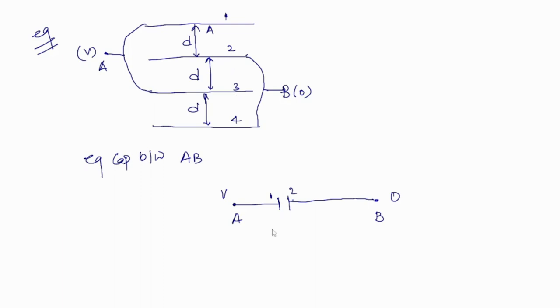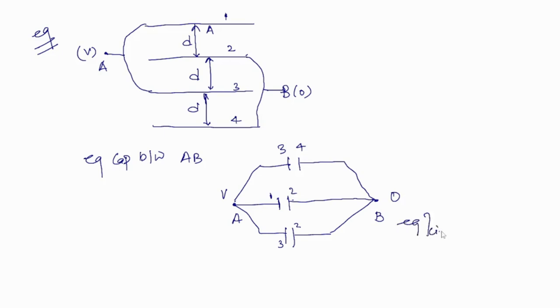Now 2 and 3. 3 is connected to point A, that means this will be 3, and 2 is connected to point B. So we have joined 2 and 3. Now try to draw the third one. How will you draw the third one? Plate number 3 is connected to A, and plate number 4 is connected to B. This will be your equivalent circuit.